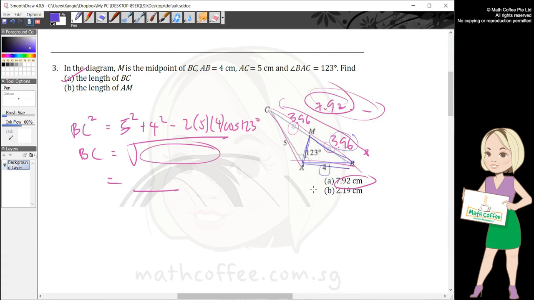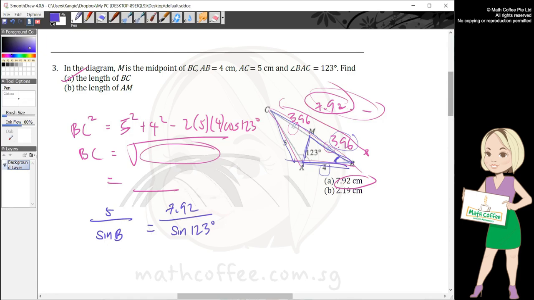Then how? What you need to do is find more information. So I can actually find maybe this angle over here. How am I going to find this angle? Because this blue small angle here is also part of the big non-right angle triangle. So I can make use of that. I can actually use sine rule. So I can use 5 over sine B equals to this 7.92 over sine 123 degrees.